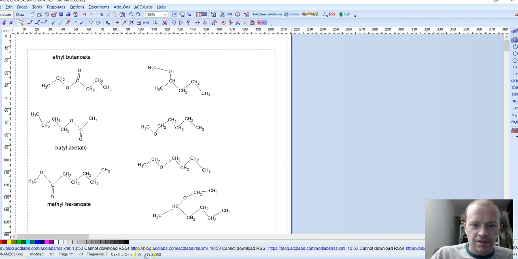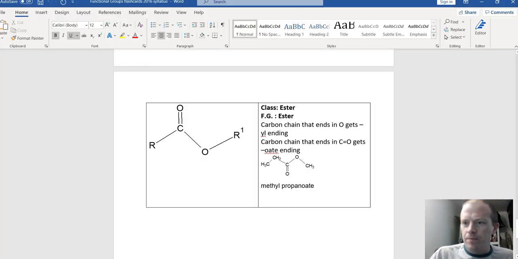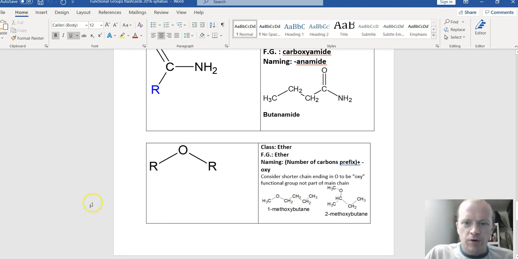Now ethers. Let's take a look at those. When you have an ether, you have an oxygen in the midst of a carbon chain. There's a variety of ways to approach ether naming, but what I think is pretty good is to think of the ether as a functional group with an oxygen and a certain number of carbons associated with it. If there was one carbon, it would be methoxy. If there were 2 carbons, it would be ethoxy. If there were 3 carbons, it would be propoxy, and so on.